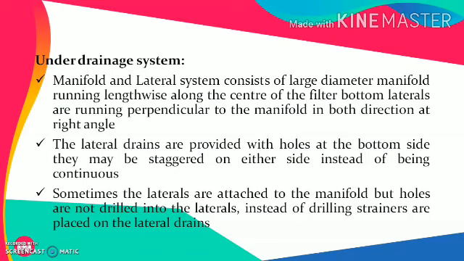The manifold and lateral system consists of a large diameter manifold which generally runs lengthwise along the center of the filter bottom. The laterals run perpendicular to the manifold in both directions at right angle. The lateral drains are provided with holes at the bottom side. They may be staggered on either side or instead of being continuous. Sometimes the laterals are attached to the manifold but holes are not drilled into the laterals. Instead of that, the strainers are placed on the lateral drains.